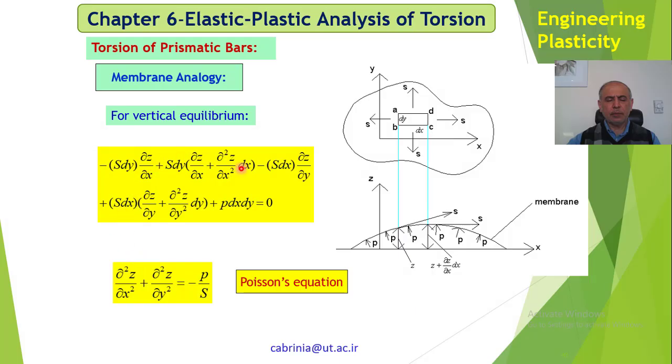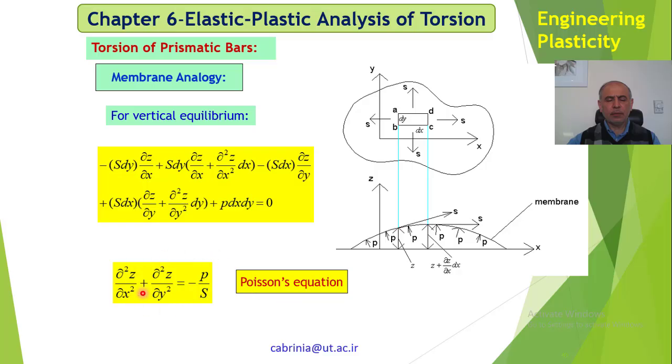So this could be simplified to that. Okay, if we multiply that and we get P over S here, if we bring it over there and sort out all the terms, we get that, and neglect some terms, we get that. And this is Poisson's equation.